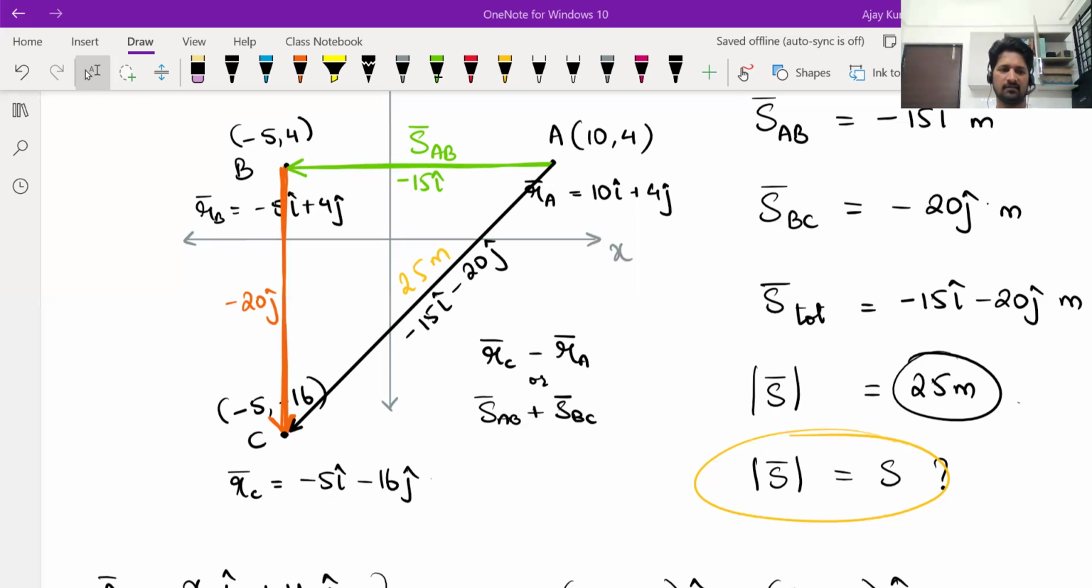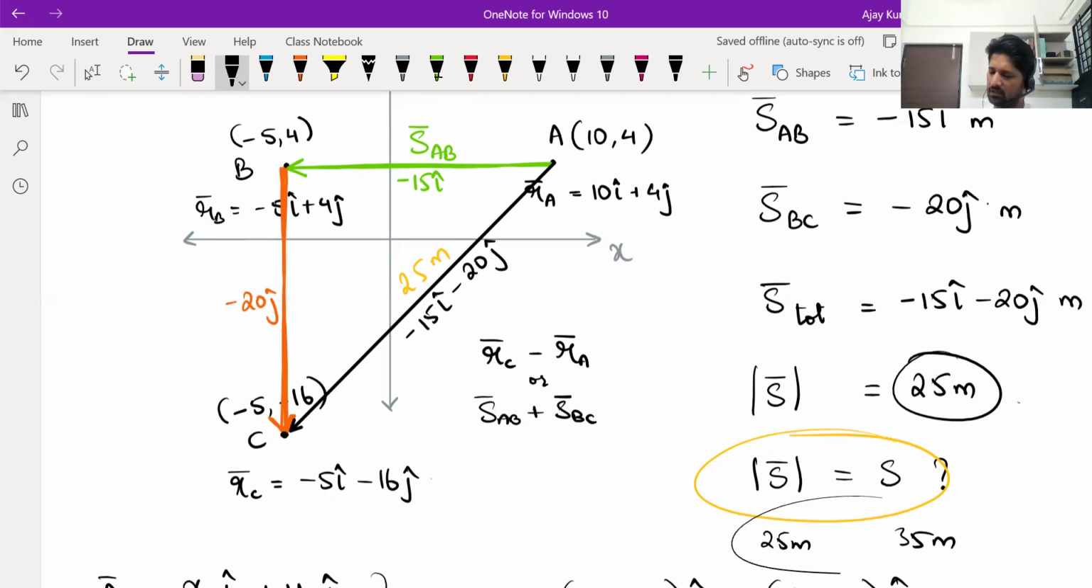35. 15 plus 20, that is 35 meters, correct? Distance covered is nothing but the length of the path traversed by the object. So 15 plus 20, for distance, direction does not matter. So 35 meters is the distance. And magnitude of displacement is only 25 meters.